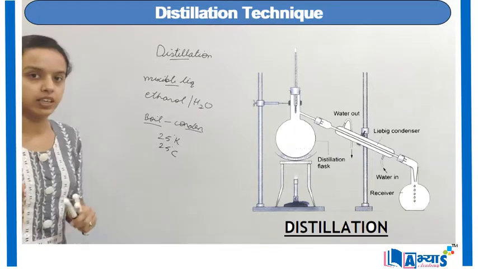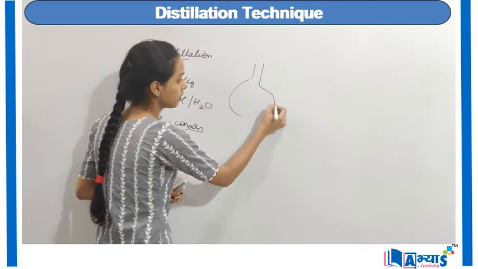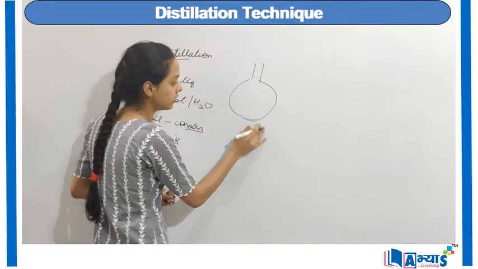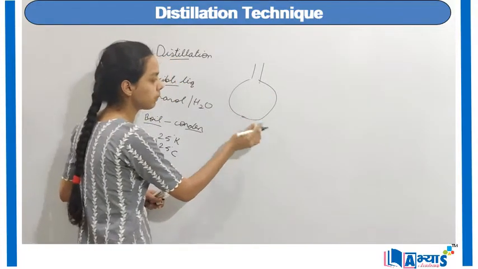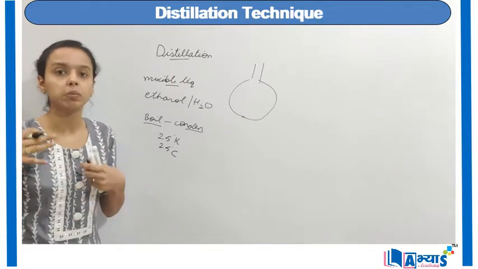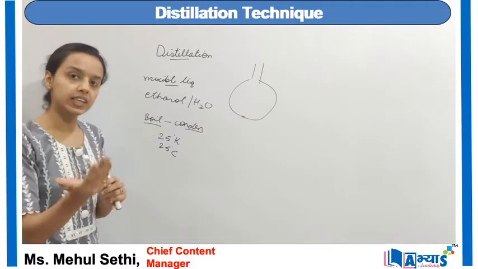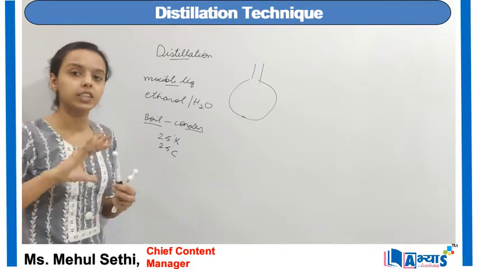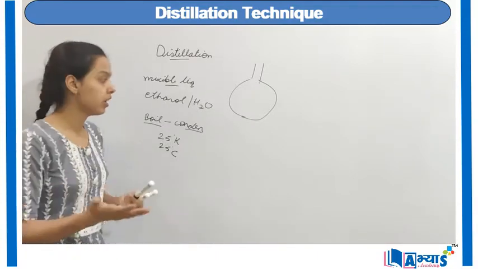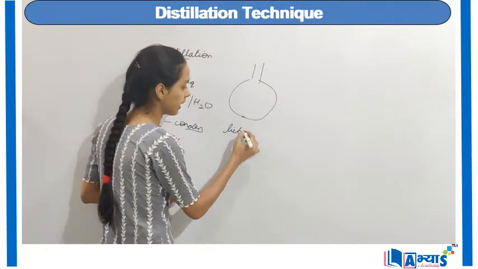First of all, in distillation we have a distillation flask, which is something like this. In this distillation flask we place the substance or the solution which has to be distilled, that means which has to be made pure. As you can see in the diagram, on the right side of this distillation flask there is a special type of instrument, a condenser known as a Liebig condenser.